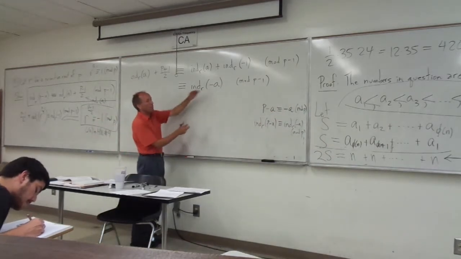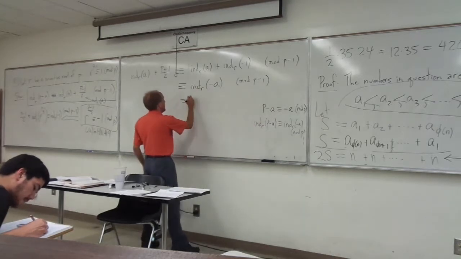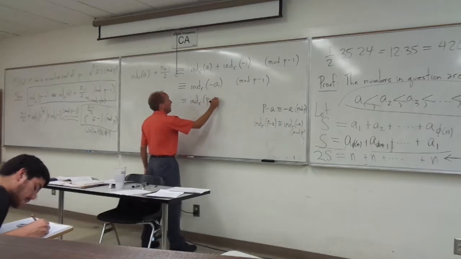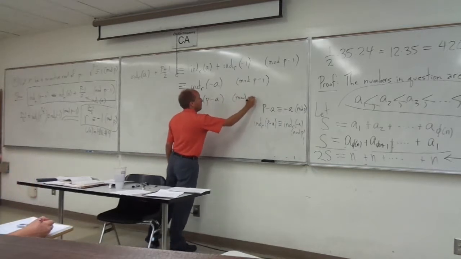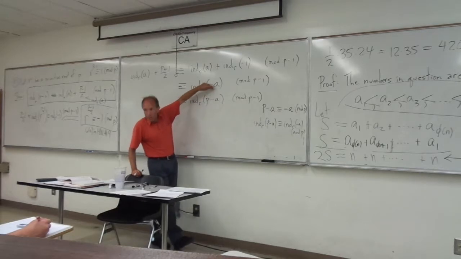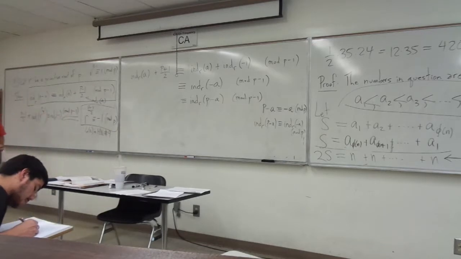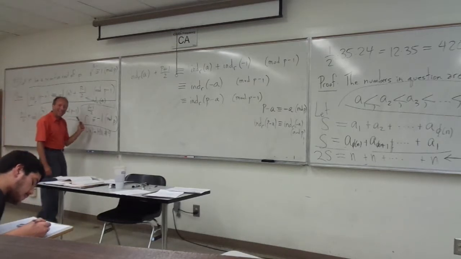So we have this, but then this is congruent to the index with respect to r of p minus a, simply because negative a and p minus a are really the same number. So of course they have the same index. And these two numbers are the same modulo p. So then their indices are the same modulo p minus 1, right? Oh, that's the whole proof. We're done. Okay, it does rely on this though, didn't it?